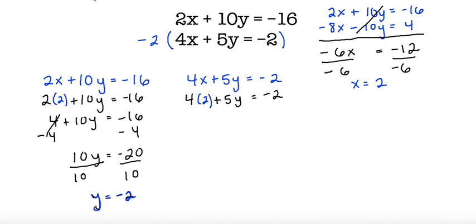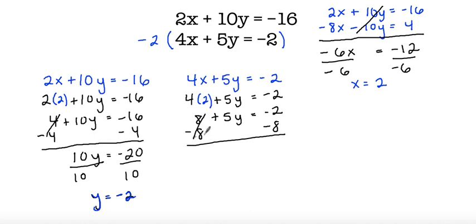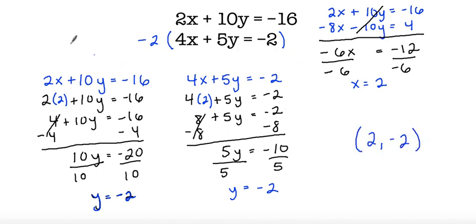And here we have 4 times 2, which is 8, plus 5y is equal to negative 2. So we subtract both sides by 8. Leaving us with 5y is equal to negative 10. If we divide both sides by 5, we end up with y is equal to negative 2. And so these two lines meet at one point, and that one point is 2, negative 2. And that's it.